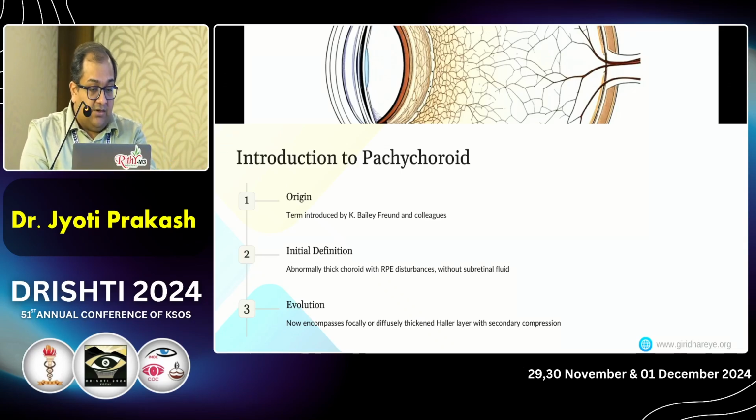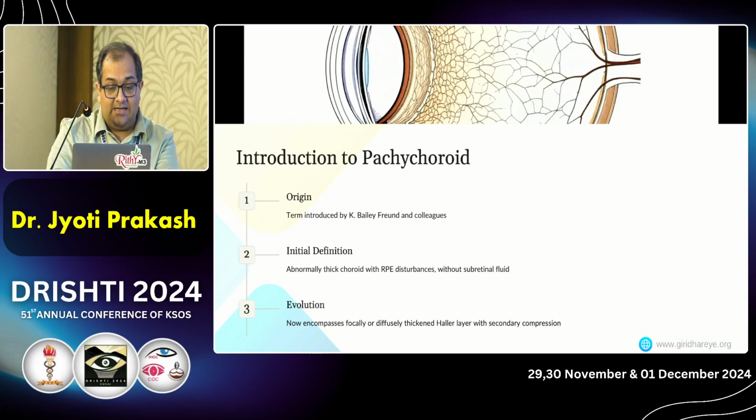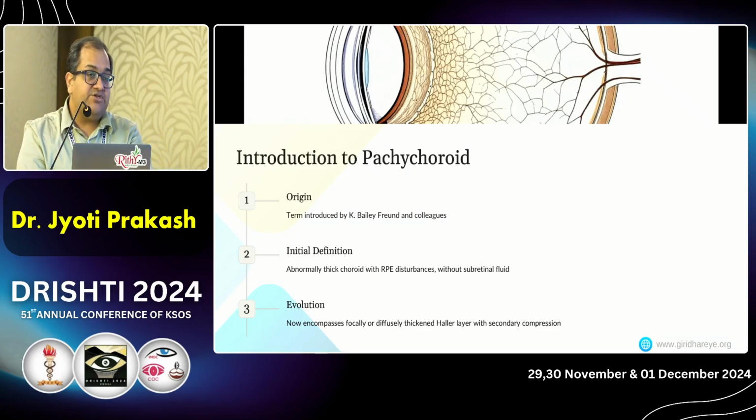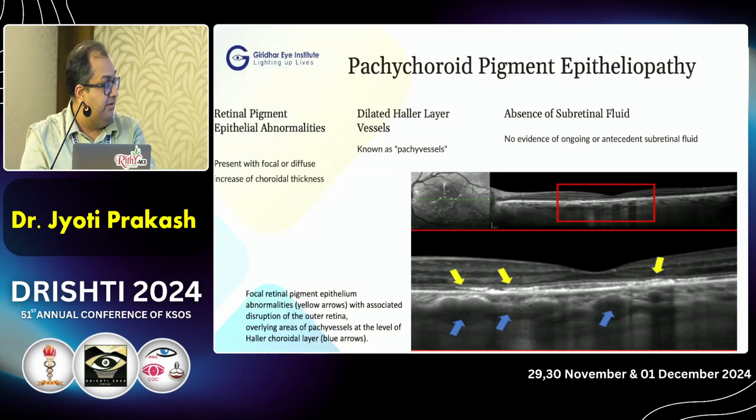The evolution now encompasses focally or diffusely thickened Haller's layer with a secondary compression of the overlying choriocapillaris. The first component of the pachychoroid spectrum includes the pachychoroid pigment epitheliopathy. Here, if you look at the photograph below, the points which I've written here are just the descriptive markers which you can see in the OCT picture. I would like everybody to just focus on the OCT presentation.